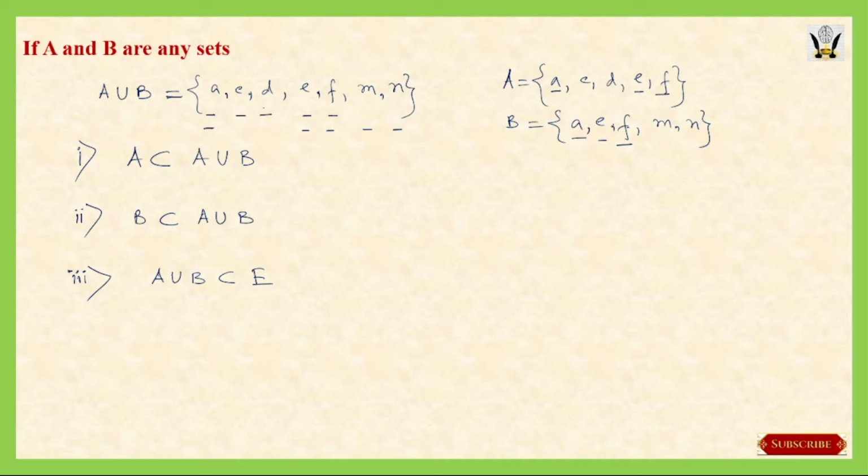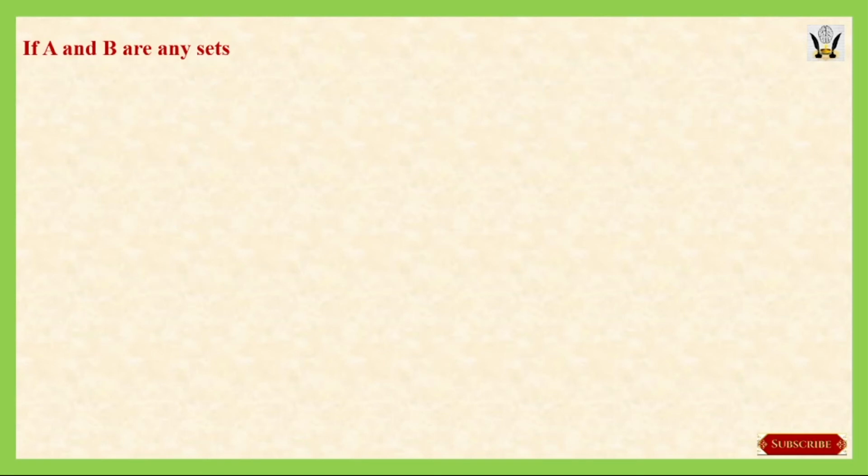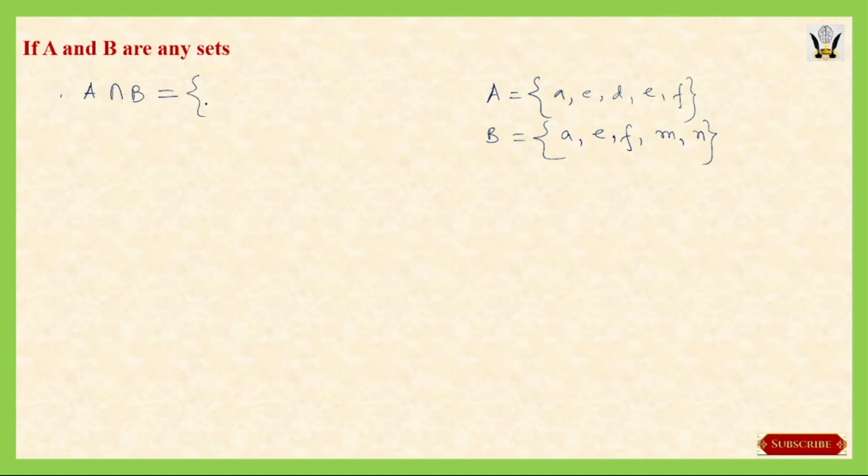Now next we will see, if we perform intersection between any two given sets, what conclusion we can draw. So we will again take the same sets A and B, and first we will perform the intersection operation between A and B. Intersection means common elements. We have already seen that A, E, F are the common elements. So the resultant set will have three elements only, and they are A, E and F. Now let's see what conclusion we can draw. When we perform the intersection operation, it will have three elements.